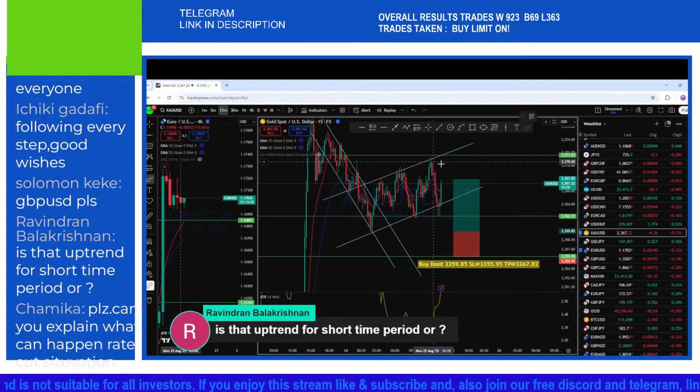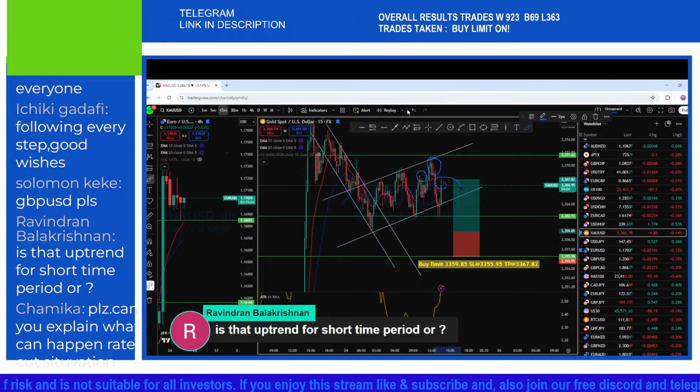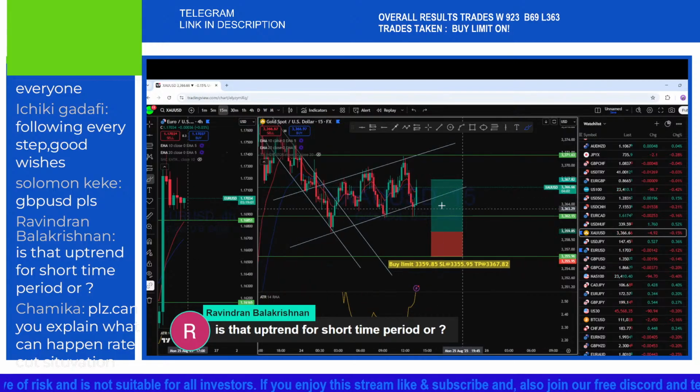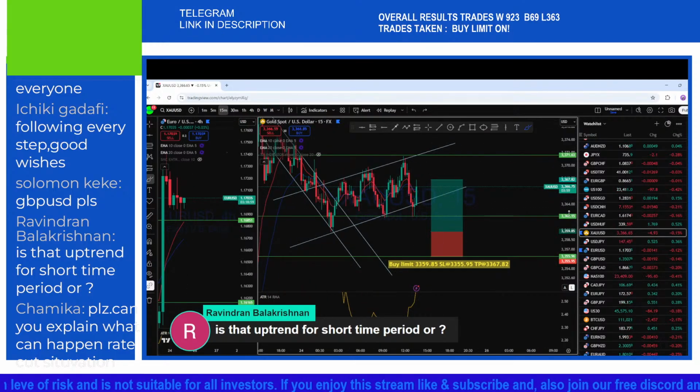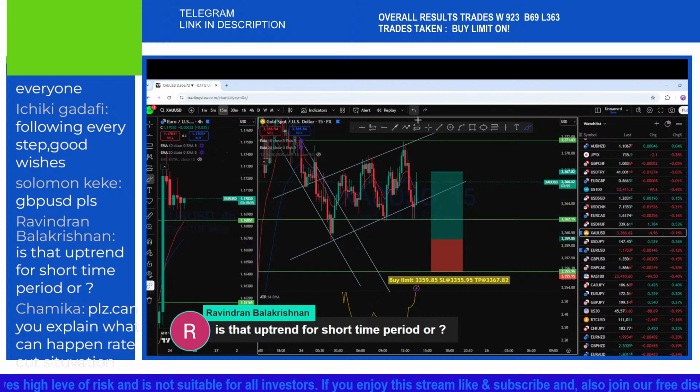There's a head and shoulder here again. Head, left shoulder and right shoulder on the 15 minutes. And that head and shoulder, if the next candle comes here below, that's where the entry is.